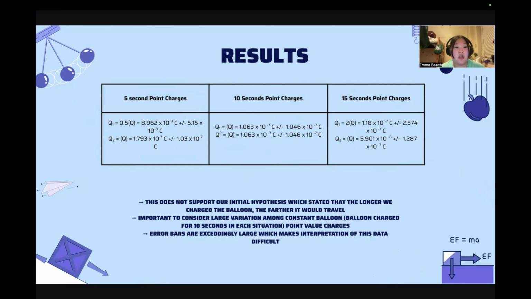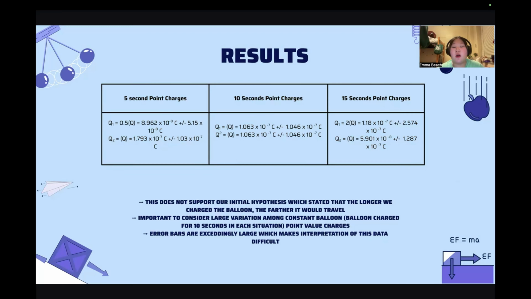For the 5-second charge, we have Q1 equals 8.962 times 10 to the negative 8 coulombs, and Q2 is 1.793 times 10 to the negative 7 coulombs. For 10 seconds, we have Q1 equals 1.063 times 10 to the negative 7 coulombs, and charge 2 was 1.063 as well. They're the same for 10 seconds. And for 15, we have Q1 is 1.18 times 10 to the negative 7 coulombs, and charge 2 is 5.901 times 10 to the negative 8 coulombs.